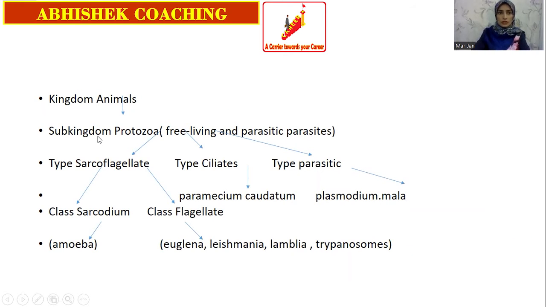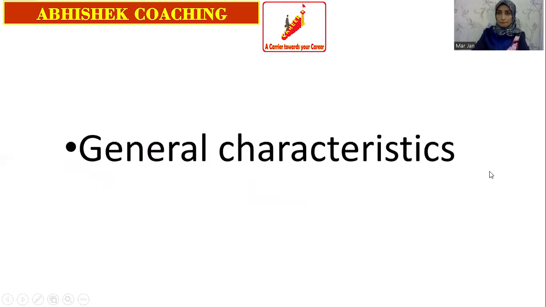Now let's talk about subkingdom protozoa. They may be free-living or parasitic. They are of three different types in nature. Type sarcoflagellate, which is divided into two different classes, class Sarcodina and class Flagellata. The example of class Sarcodina could be amoeba, and the examples of class Flagellata are Euglena, Leishmania, Lamblia, and Trypanosomes. Type ciliates could be Paramecium caudatum, and type parasitic could be Plasmodium malariae.